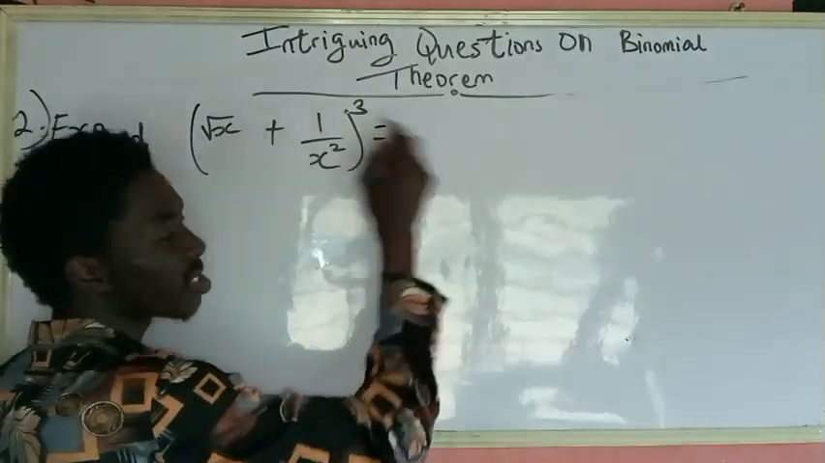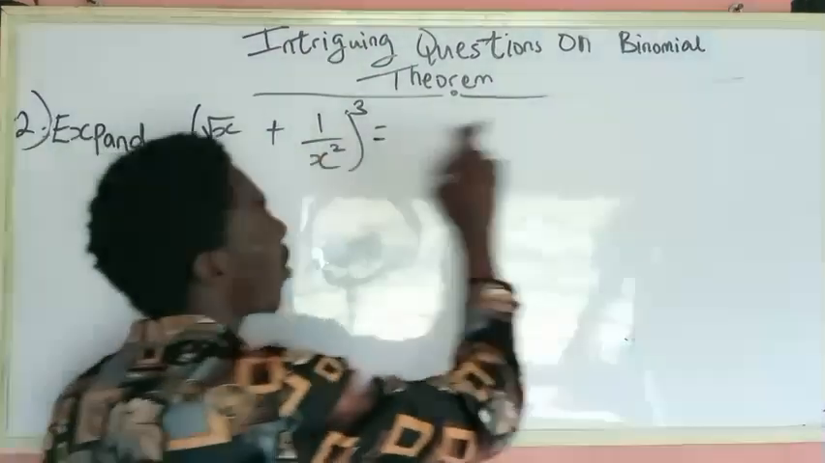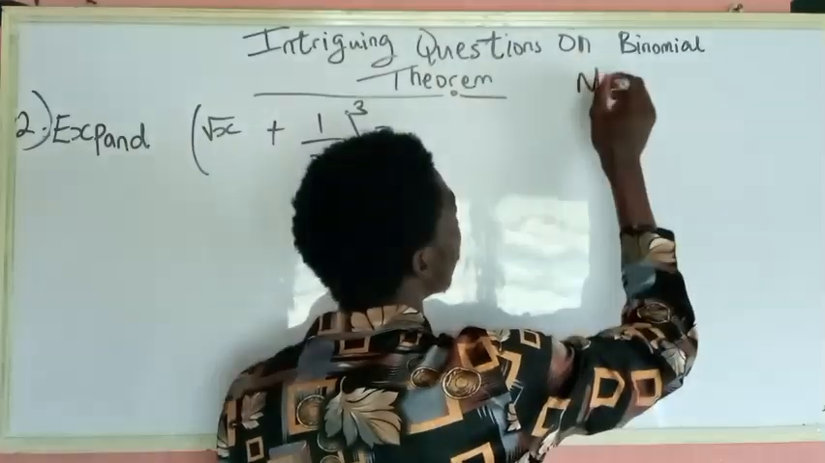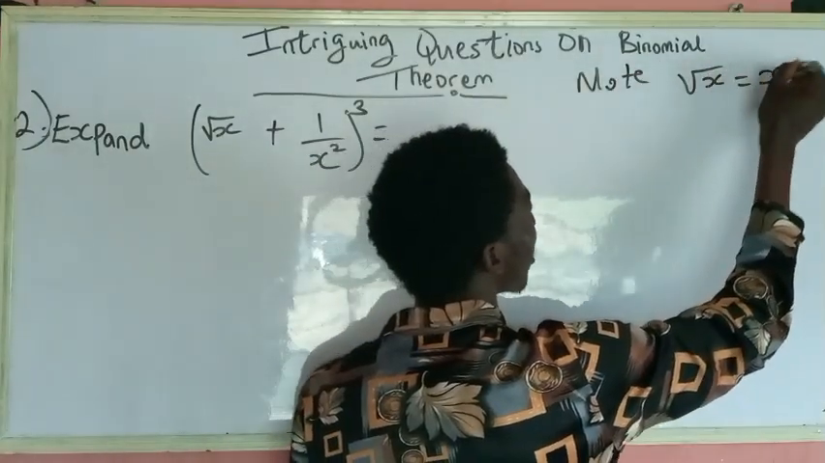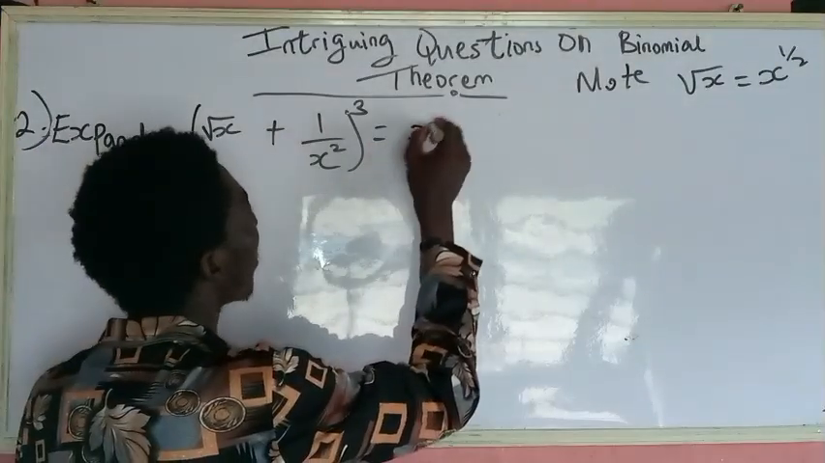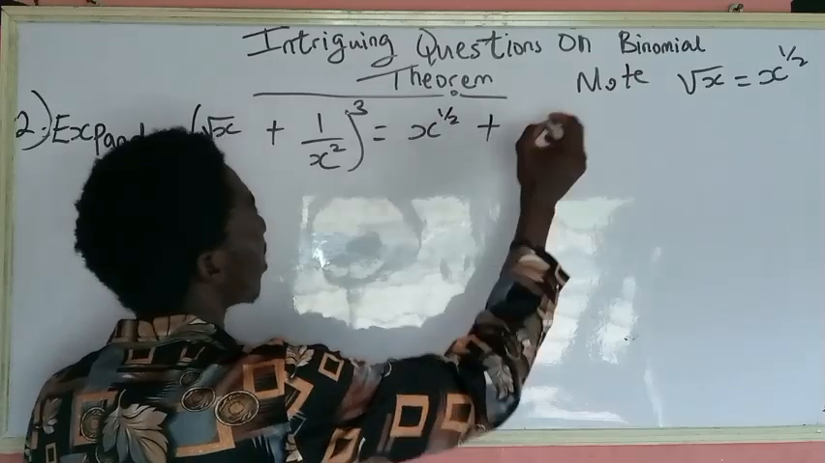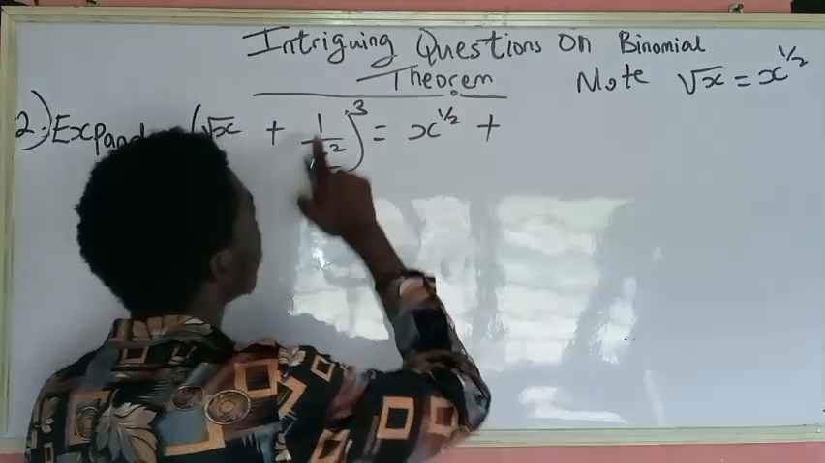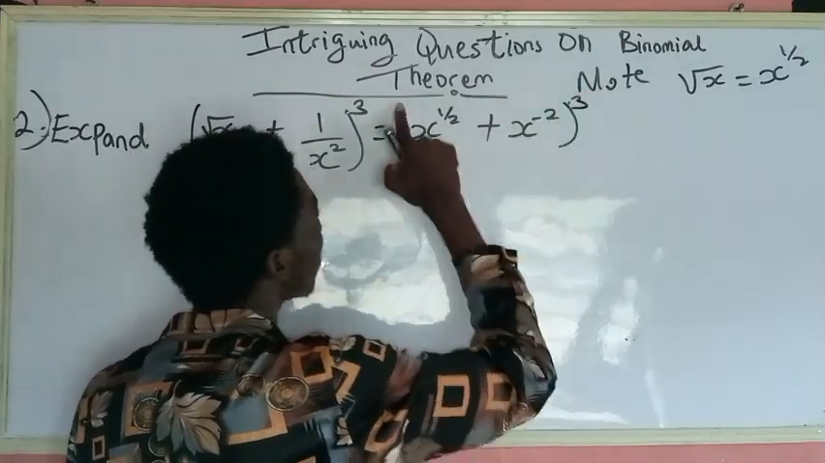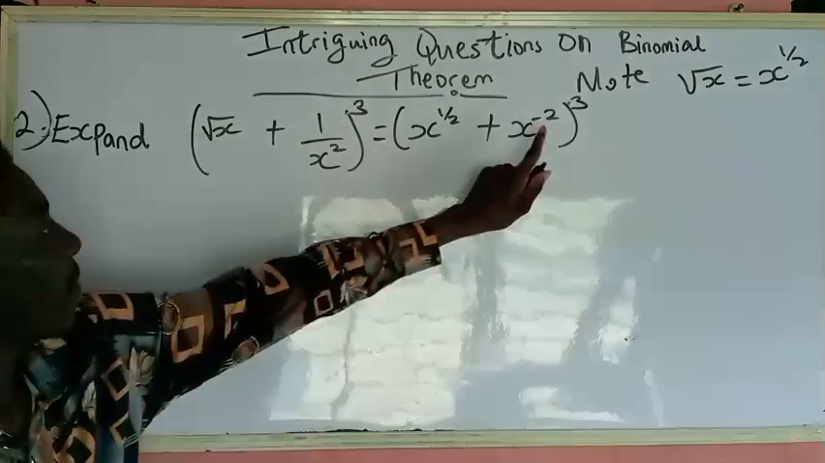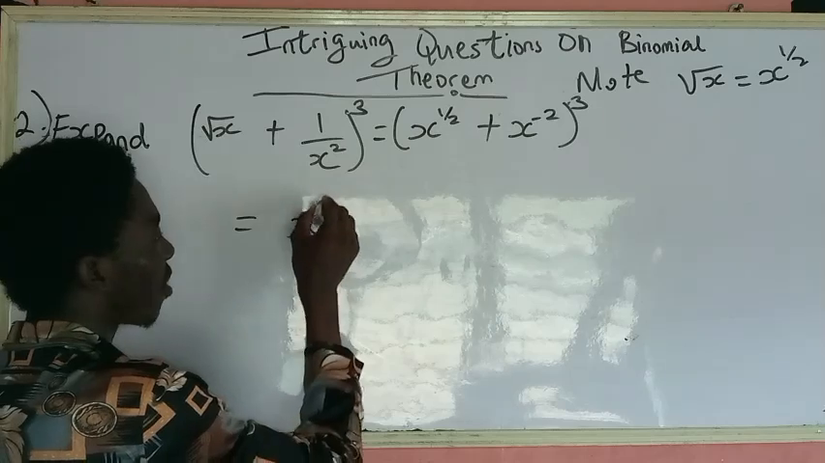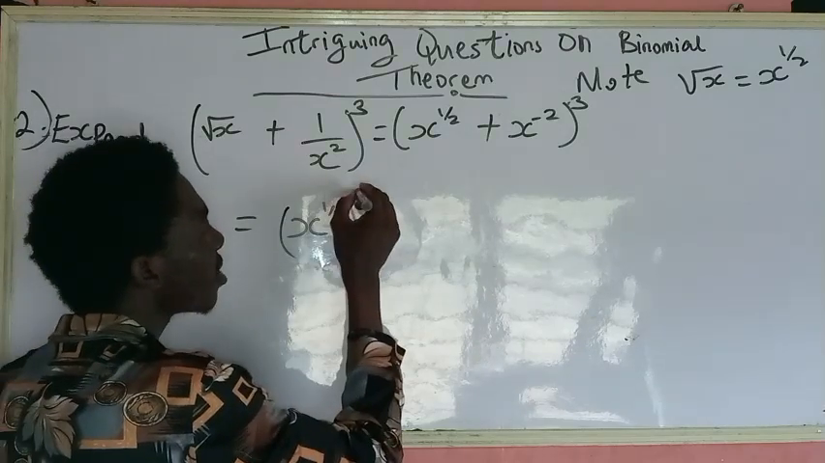Very good. We start with this. First of all, note this. Square root of x is what? Square root of x is x raised to half. And that means you have x raised to half plus, you can write this as x raised to minus 2, all raised to 3. You can take it like that. Then from there you can say, okay, that is x raised to half all raised to 3.